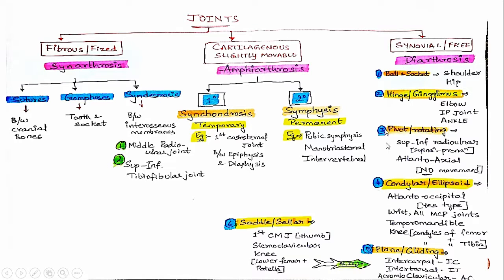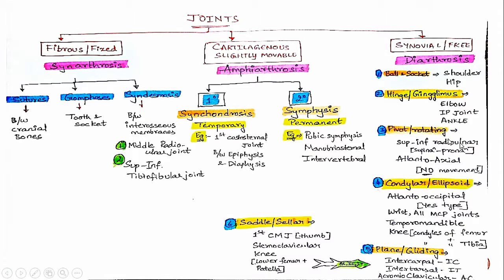The first one is easy, that is ball and socket, which is the shoulder and hip joint. The second one is hinge or ginglymus. Three joints are examples of it: the elbow, interphalangeal joint, and ankle. The third one is pivot or rotating. We have 2 examples in it. The superior inferior radio-ulnar joint. The middle radio-ulnar joint we have studied earlier comes under syndesmosis, under the main classification as synarthrosis. So just compare while you're reading, so you won't get confused.